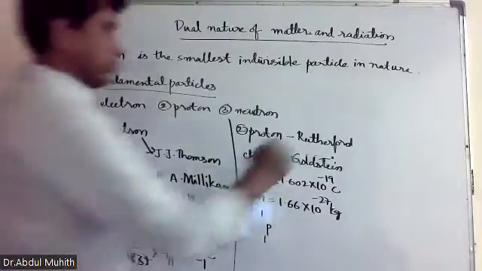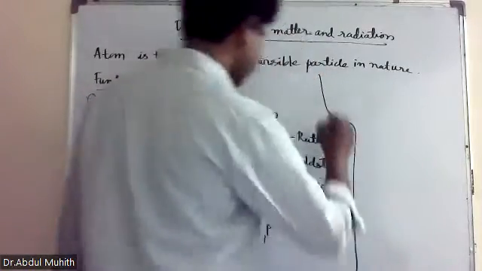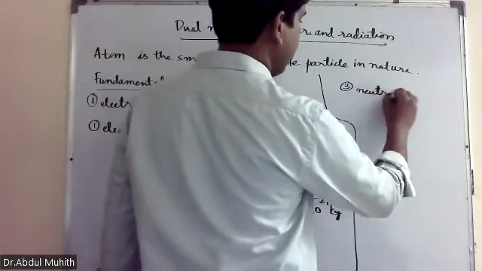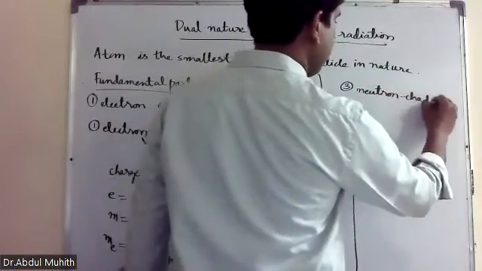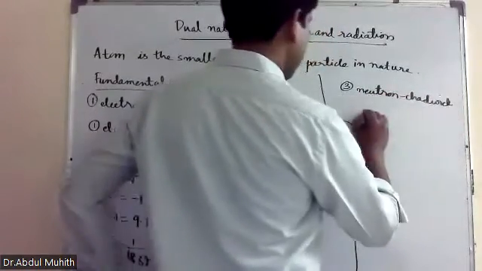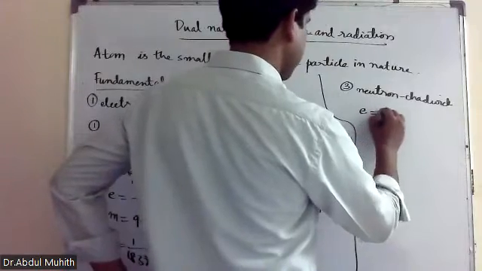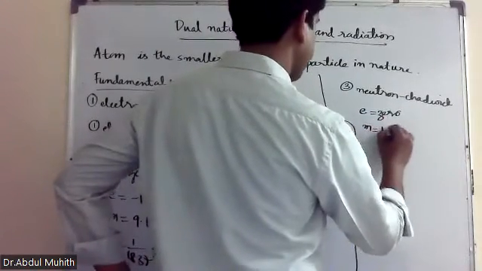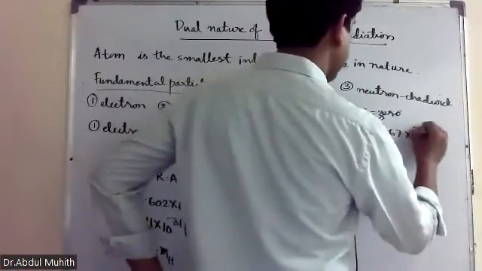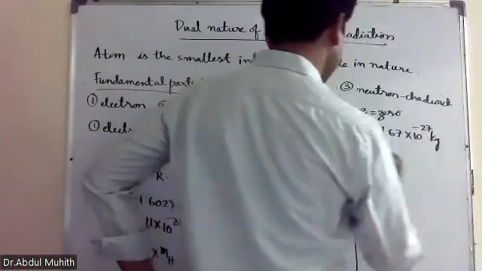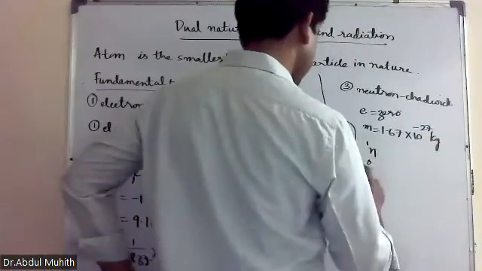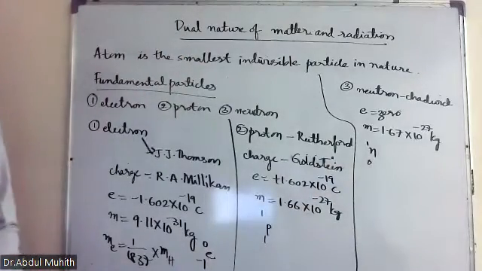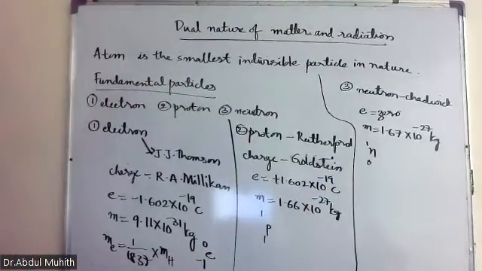Okay, next, the last one, is the neutron. The third one is the neutron. The neutron was discovered by Chadwick. The charge of the neutron is 0, and the mass of the neutron is 1.67 into 10 to the power of minus 27 kg. The symbol is n, with 0 as the charge and 1 as the mass. Okay, is it clear, all of you? Is this clear?